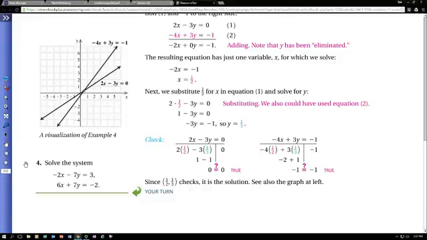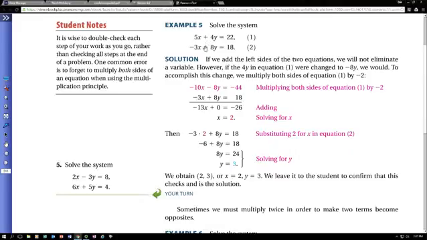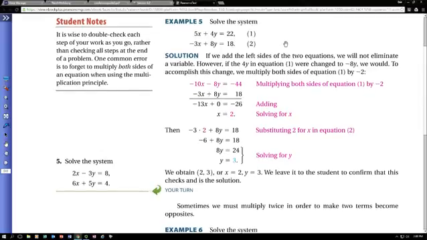So this is a very nice method. Now this next example, in the first example I looked at it and said, hey, the y's were additive inverses of each other. That would be automatically a trigger to use that method. But this one doesn't. I got 5x and negative 3x. They're not additive inverses of each other. 4y and 8y, they're not additive inverses of each other.